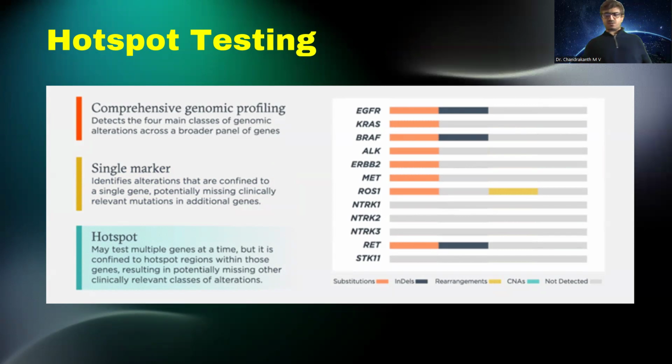Then coming on to hotspot testing or a hotspot NGS, I look into hotspots, specific parts of EGFR, RAS, BRAF, ALK, ERBB2, MET, and so on. But I do not look into the entire genome.